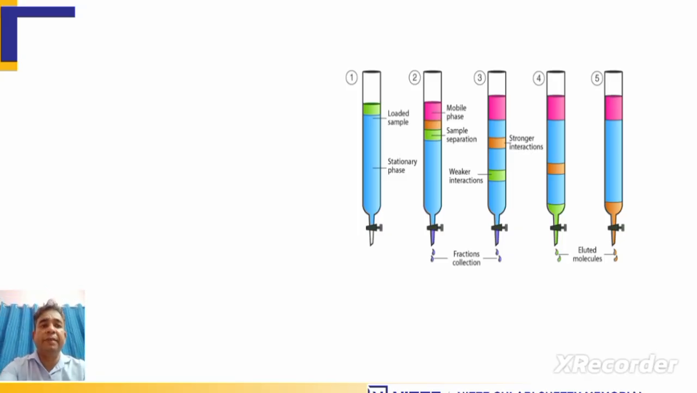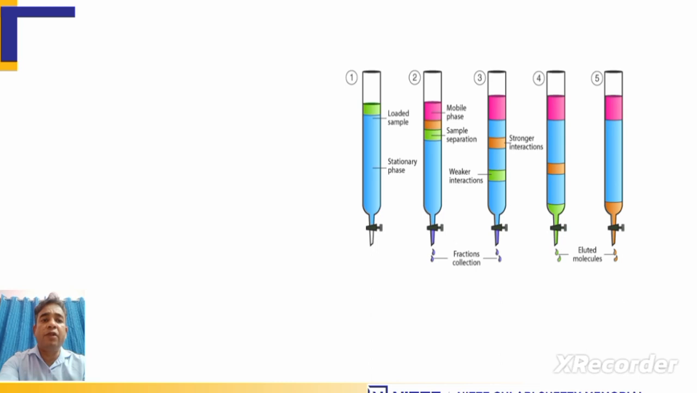Look at the picture, where I have shown the introduction of the sample and the stationary phase. The very first thing we have done is pack the column, and we will discuss the packing of the column at the end of this video. We pack the column with the stationary phase, then load the sample. After loading the sample, we pour the mobile phase on it. The blue color shows the stationary phase, the green color shows the loaded sample, and the pink color shows the mobile phase.